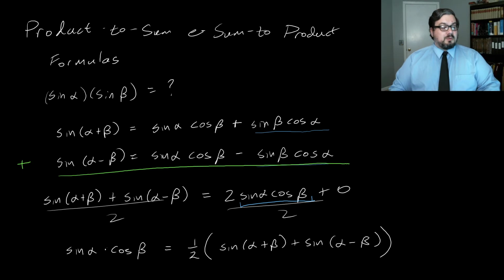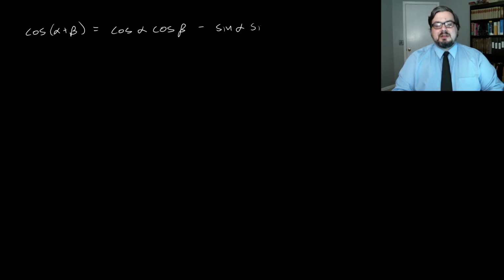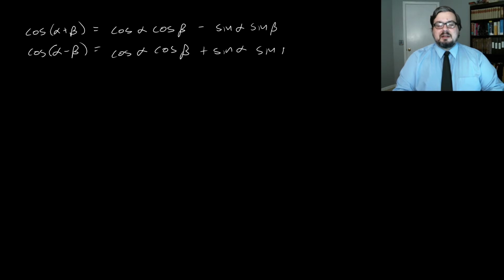In order to get the other ones, we're going to want to use the cosine formulas, cosine of alpha plus beta and alpha minus beta. So let's look at how that goes. If we have cosine of alpha plus beta, that is, we know, cosine of alpha times cosine of beta minus sine of alpha times sine of beta. And we have that cosine of alpha minus beta is equal to cosine of alpha, cosine of beta, plus sine of alpha, sine of beta.